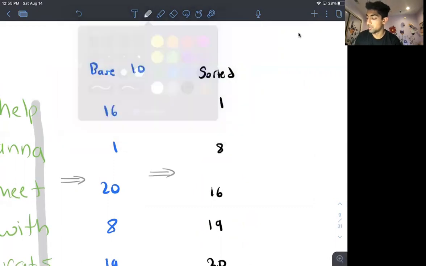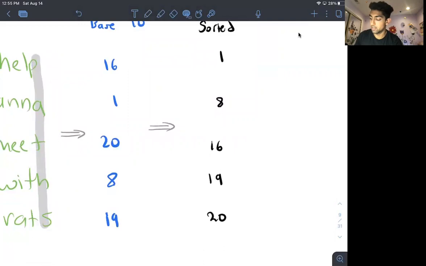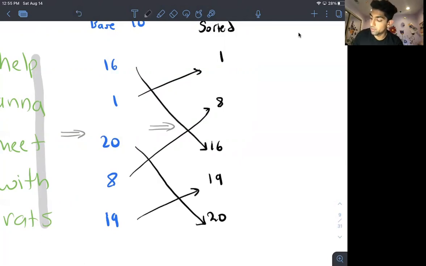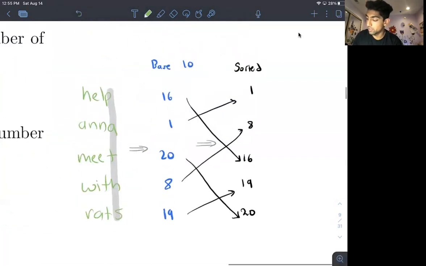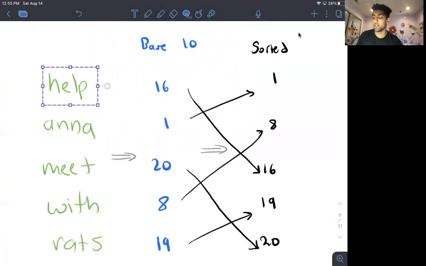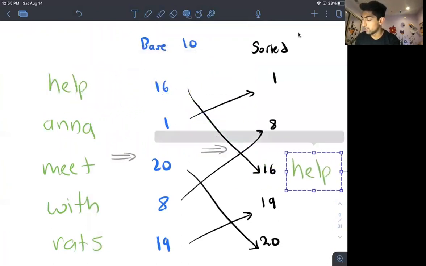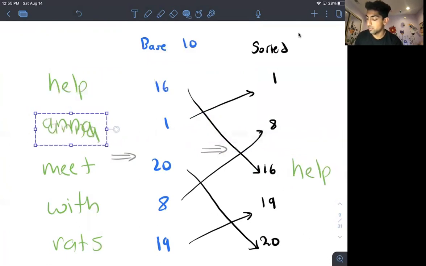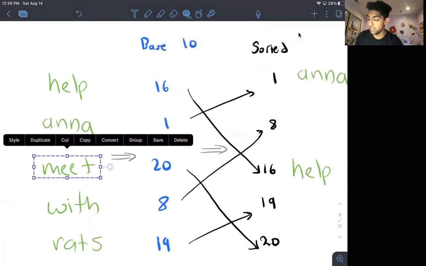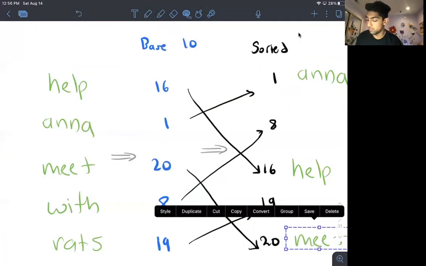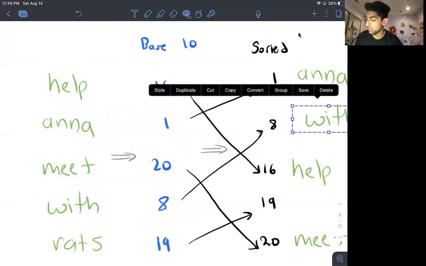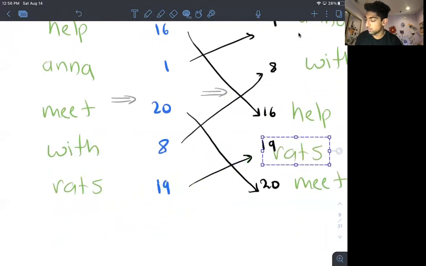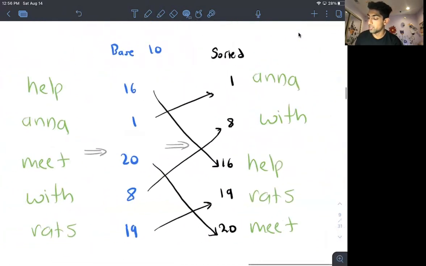Now that we've sorted all of these digits, let me write the digits back. We know that P is going to track where they all went. What we can see here is the final result of the first pass. We have help, which came down here. We have Anna, which went up here. We have meat here, width here, and then we have rats. After doing the first pass, this is our result.